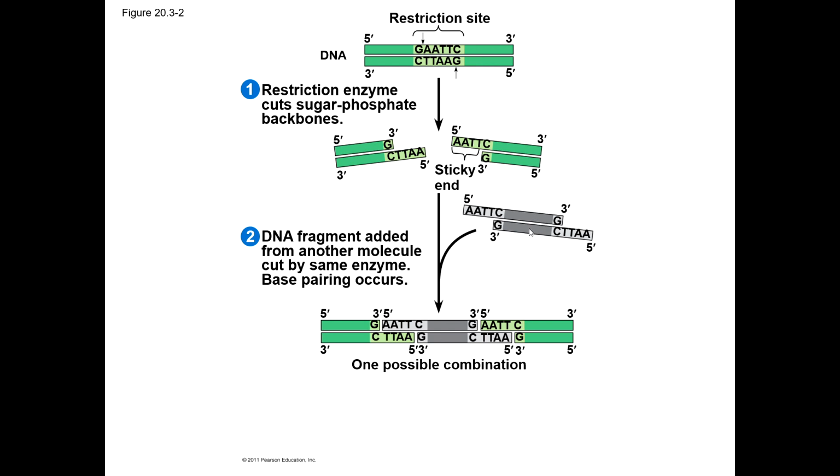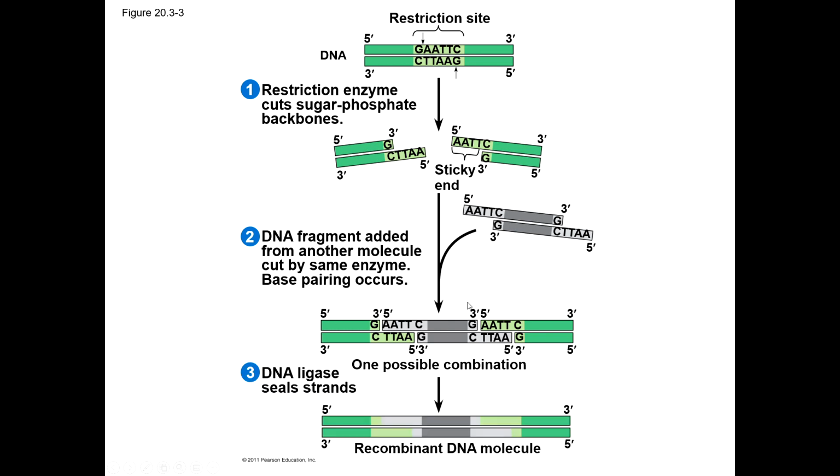Remember, we're trying to put DNA of two different sources together to make recombinant DNA. And so the DNA fragment added from the other molecule cut by the same enzyme then will base pair. So these two T's bring up the two A's bring up the two T's. And so here's a combination. And then, of course, we need our DNA glue, which is DNA ligase, to seal the strand. And now you have your recombinant DNA, that is DNA from two different sources.